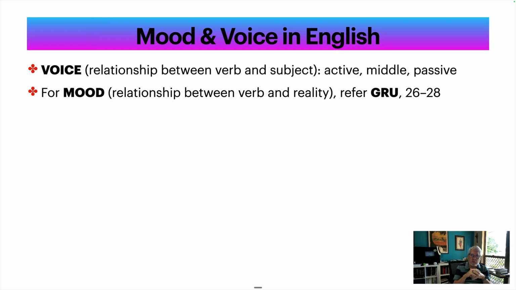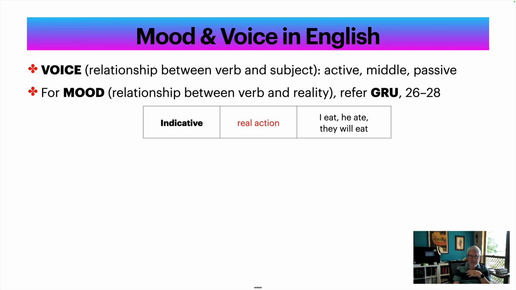When it comes to mood, we're talking about the relationship between the verb and reality. Okay? Is something actually happening in front of us right now? If you want a little bit of a discussion of that, you can look up Greek for the Rest of Us, pages 26 through to 28.